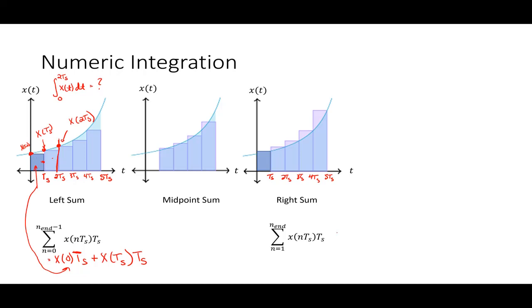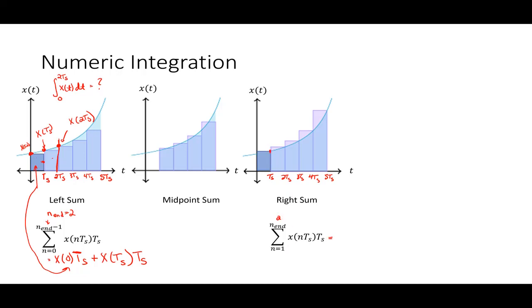If I did the right sum over here, well, in that particular case, notice that I've shifted everything. I go from n equal 1 to whatever point I need to stop at. So I guess I didn't define this, but n end should be equal to 2, right? Because I'm summing over two rectangles. Okay, so in this case, it's still equal to 2. Okay, now I start with n equal to 1.